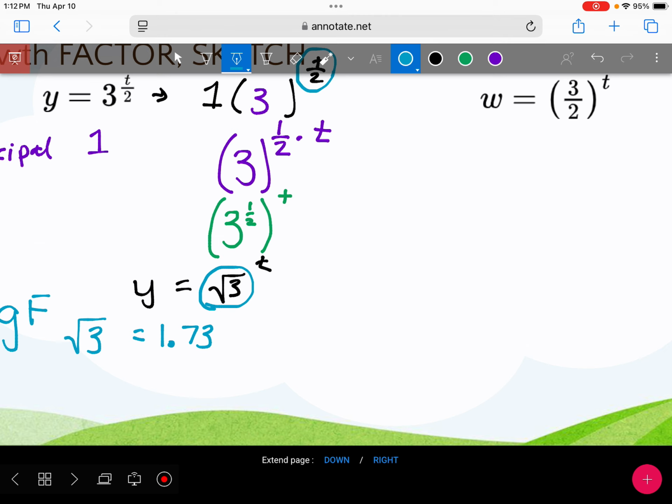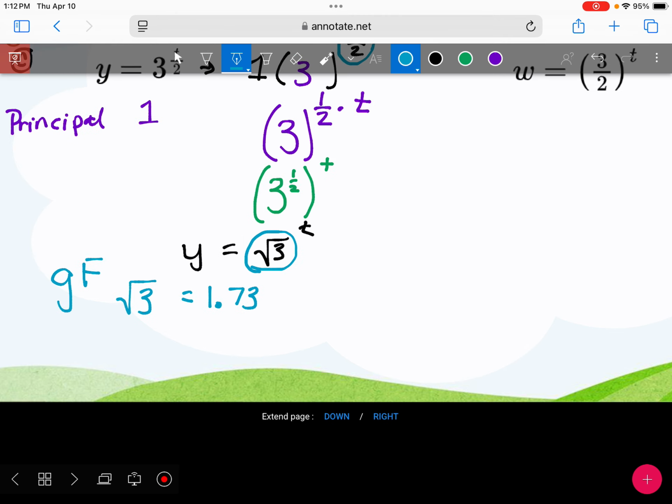And now we can see that this is going to be growth. And this is growth by, sounds like my mom calling. Our rate is going to be that 0.73 where we've added that to our 1, or 73%. So it's growing by 73%.